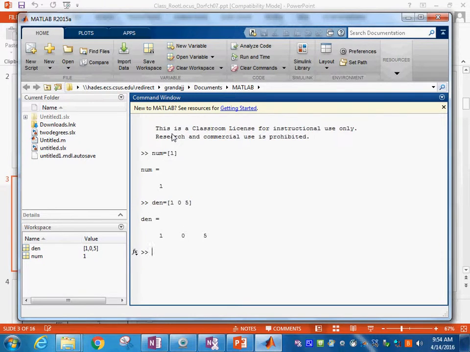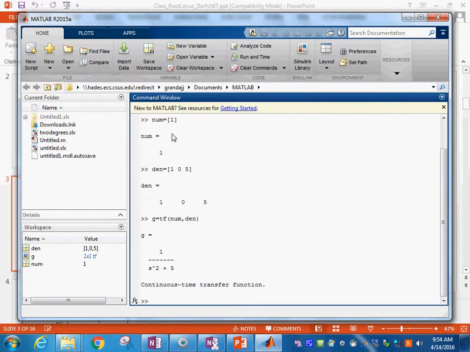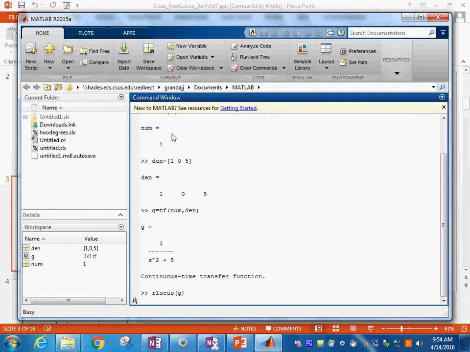So there it is. So I am going to create the transfer function g is equal to the transfer function of the numerator and the denominator. There we go. So right now I have exactly what I wanted in terms of the transfer function. And I told you that, so I'm going to say rlocus, please give me the root locus plot of the transfer function g.